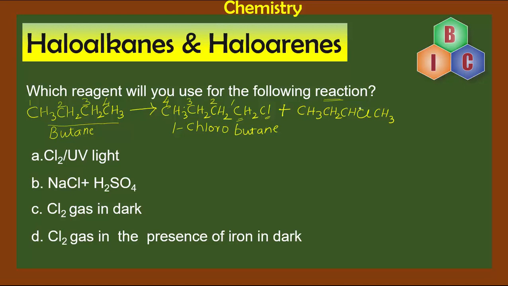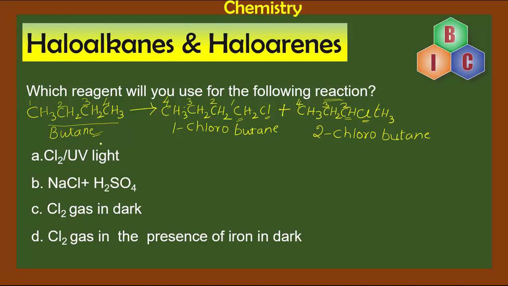So 1, 2, 3, 4. You can see for the second carbon atom Cl is linked. Therefore the name of this compound will be 2-chloro, and it is saturated with 4 carbon atoms. So 2-chlorobutane. So we are getting 1-chlorobutane and 2-chlorobutane as our products from butane.